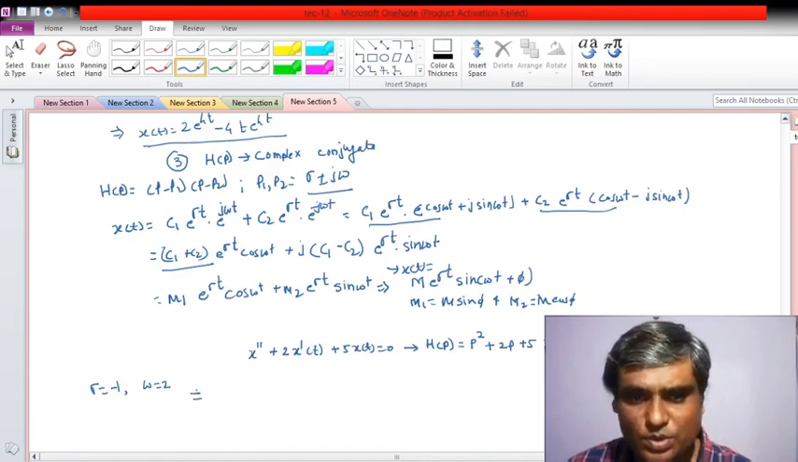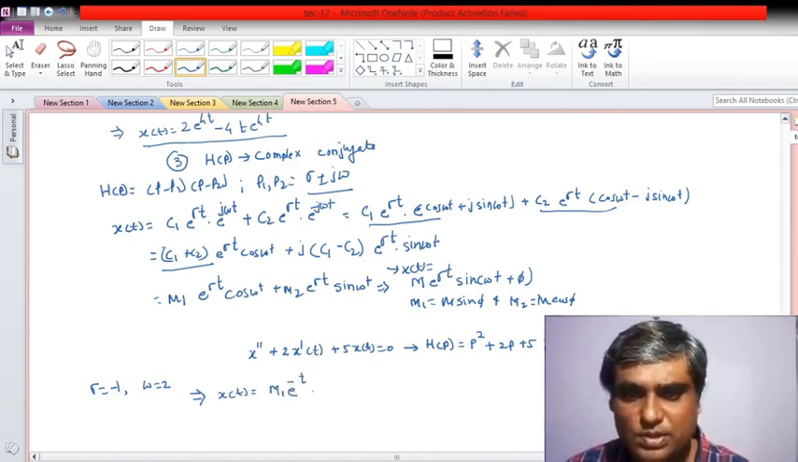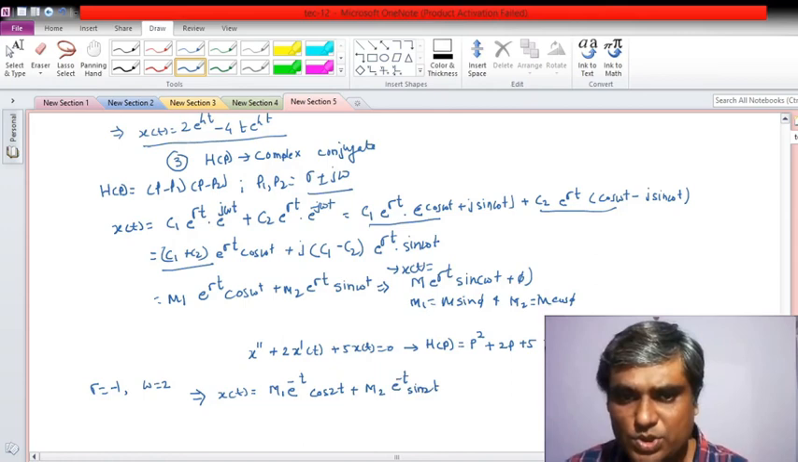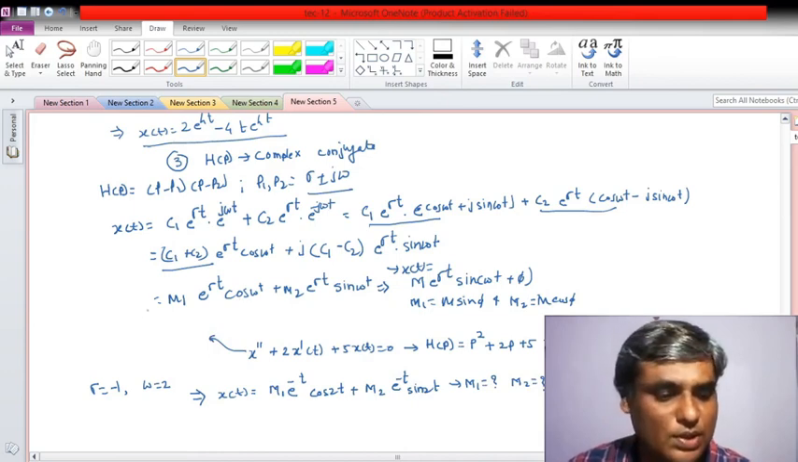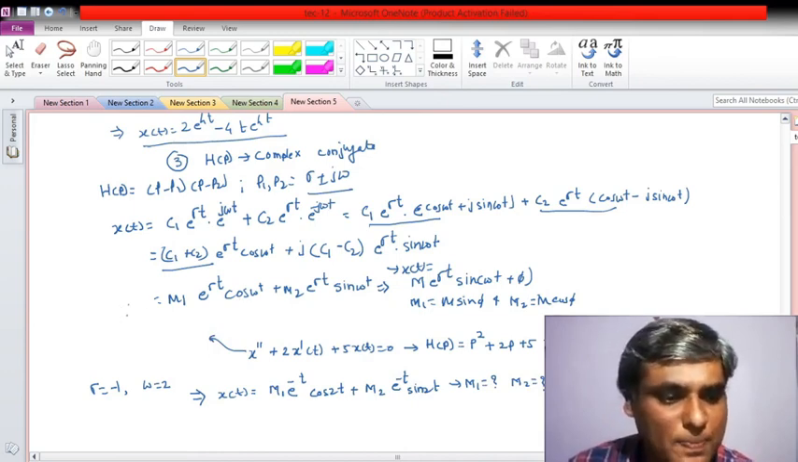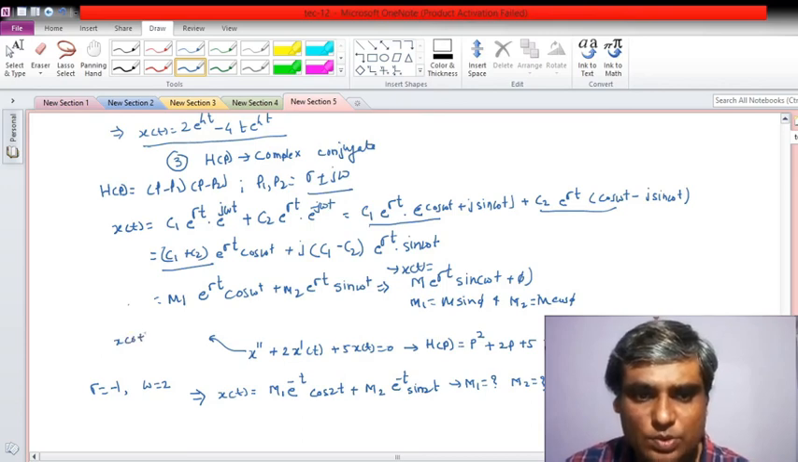So the solution will be x of t equals m1 e^(sigma t), and sigma is minus 1, so cos 2t, plus m2 e^(minus t) sin omega t, which is 2t. Okay, now let me find out m1 and m2. To find them I need the initial conditions. Suppose the initial conditions are given as x of 0 plus equals 1 and x dash of 0 plus equals 0.